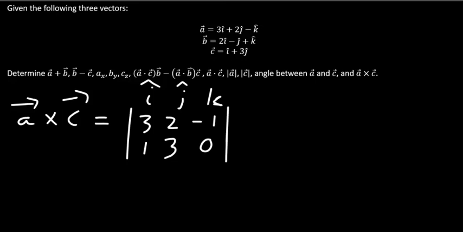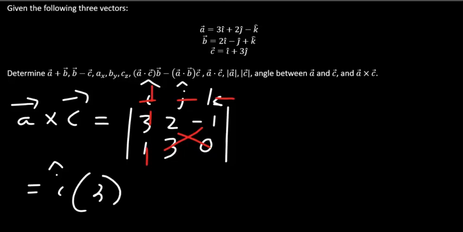Let's do it one by one. Let's cross out the i hat in two mutually perpendicular directions. The result is a 2 by 2 determinant: 2, minus 1, 3, 0. The determinant is calculated by this times that, which is 0, minus that times that. So the x component of that result is 3, because 0 minus minus 3 is 3.